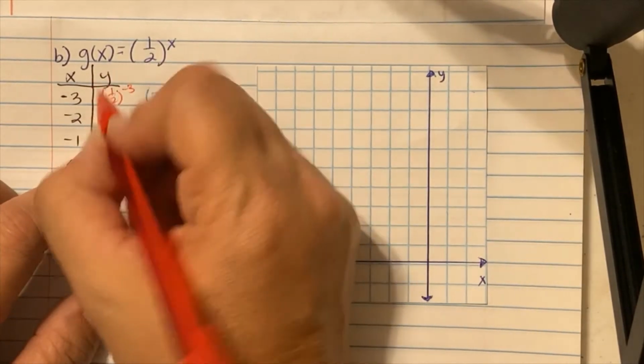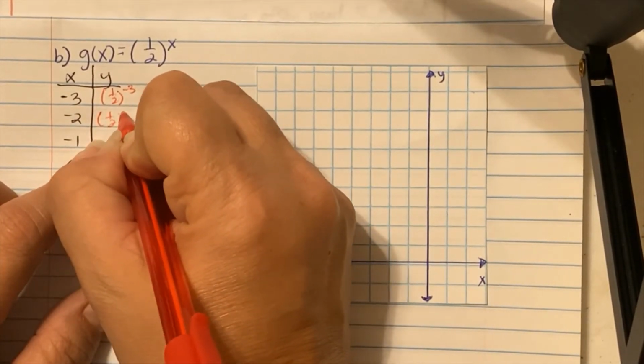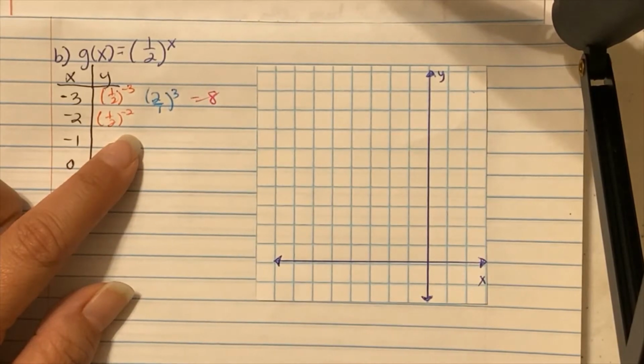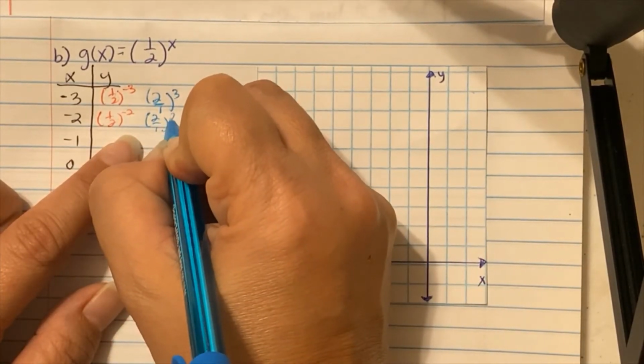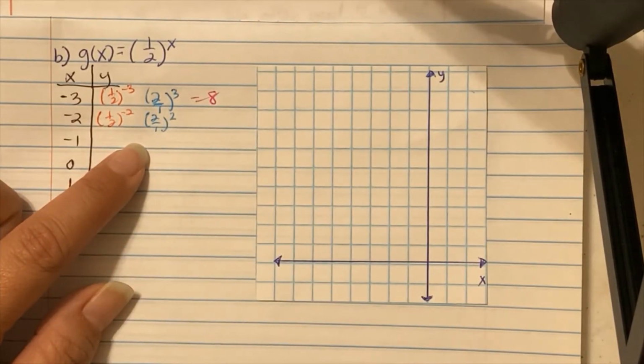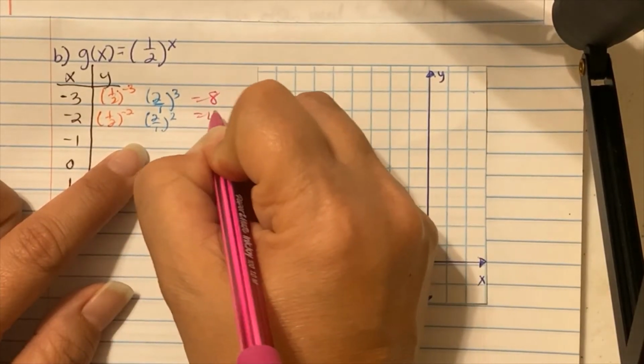Here we have 1/2 to the -2 power. Again, think of it as 2 over 1 to the positive power. So 2 squared now makes that a 4.